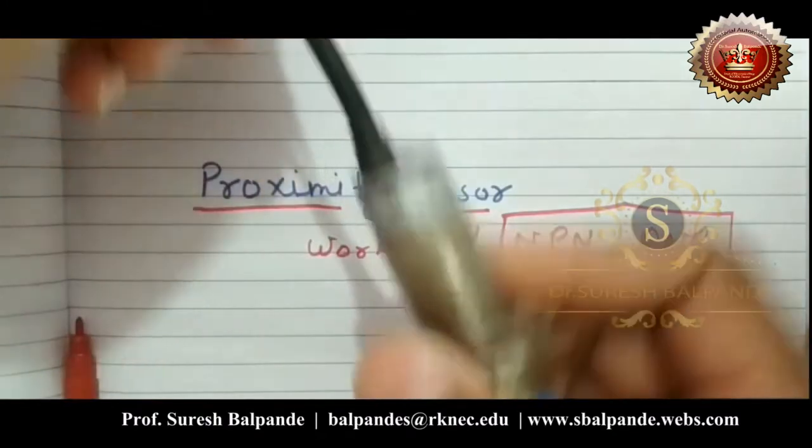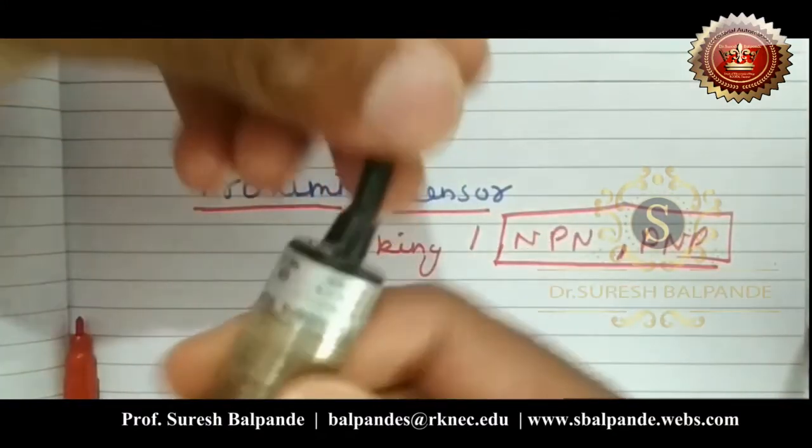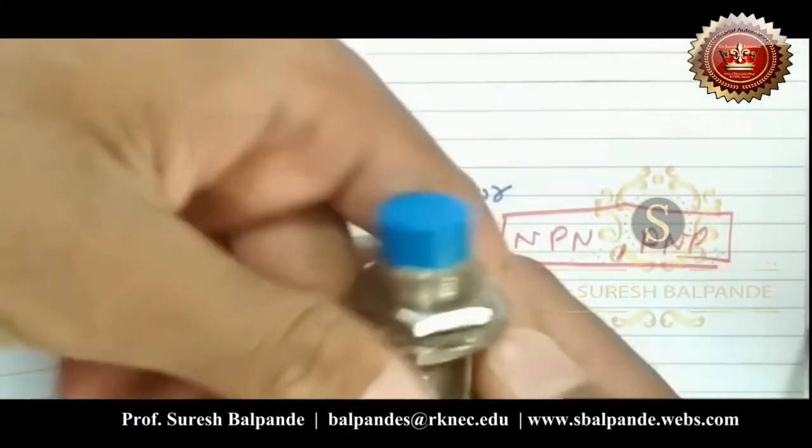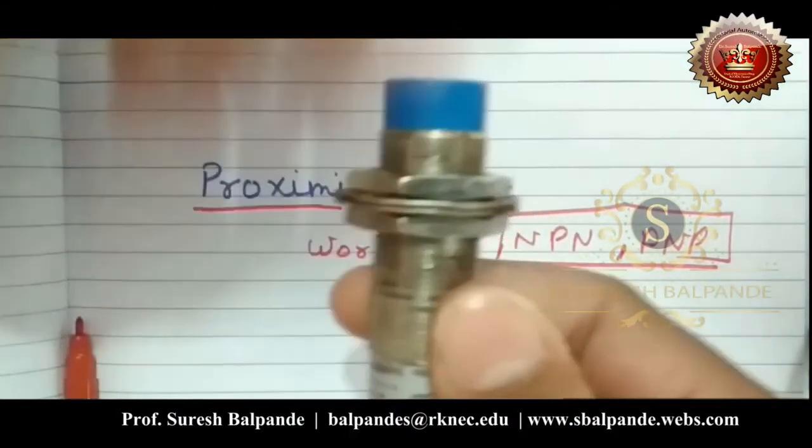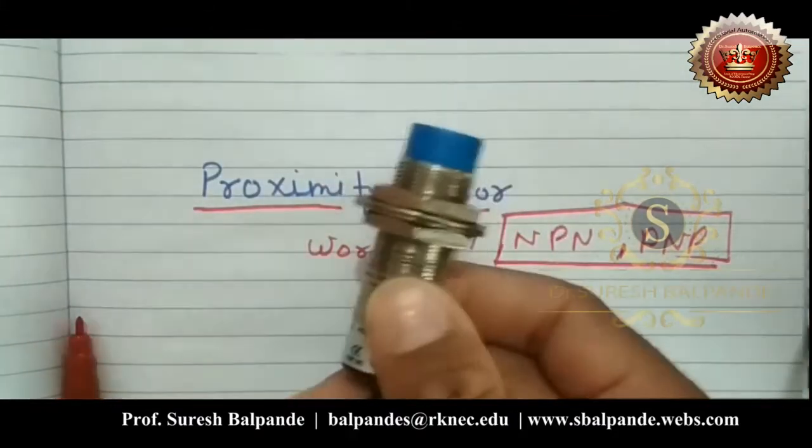So in the proximity sensor we actually have a closed path, and that is why at most of the blocks, if you see, there are 2 operations.